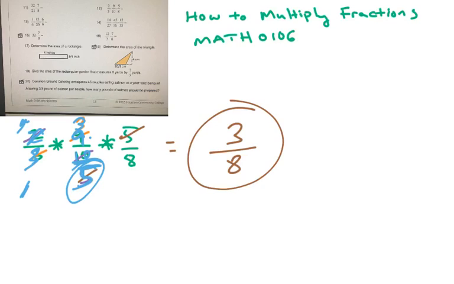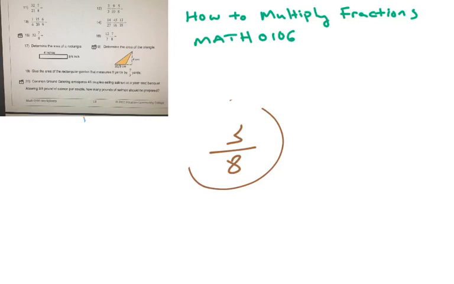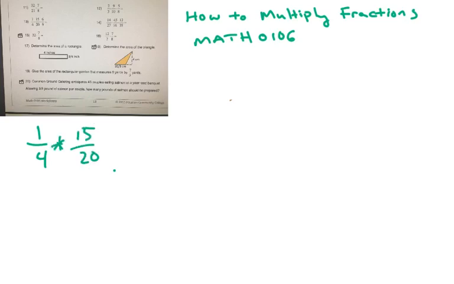So again, let me just do it on the next one. Sorry, I've got to erase. The next one is 1 over 4 times 15 over 20 times 6 over 9.